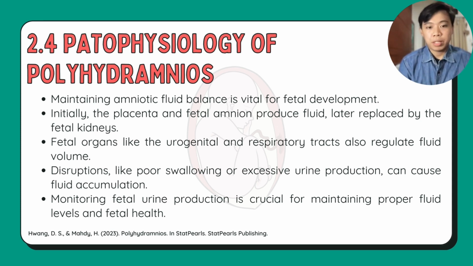Initially, amniotic fluid is mainly produced by the placenta and fetal amnion membrane, but as the pregnancy progresses, the fetal kidneys become the primary source of amniotic fluid production. Other fetal organs such as the urogenital and respiratory tract also contribute to maintaining amniotic fluid volume. Disruptions in this process can lead to issues like excessive accumulation of amniotic fluid.